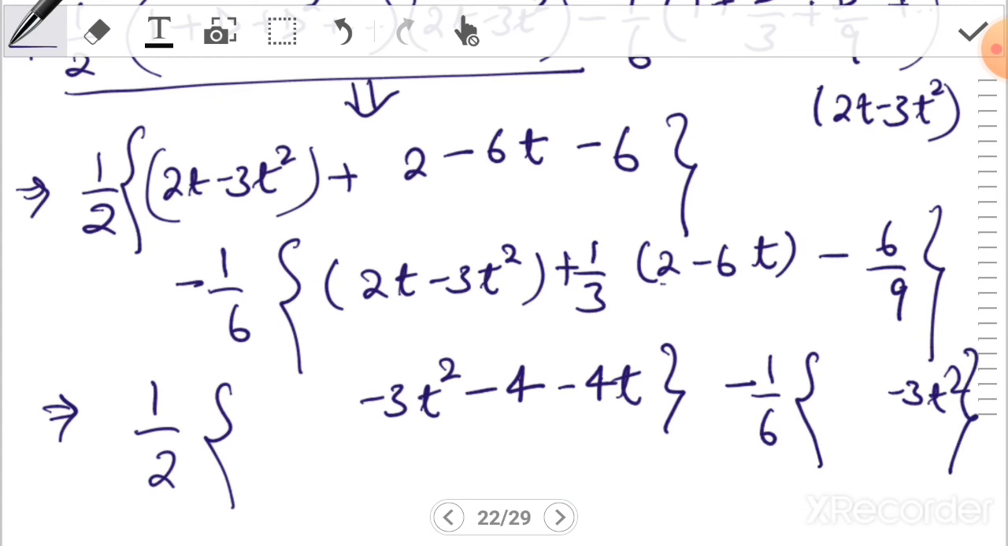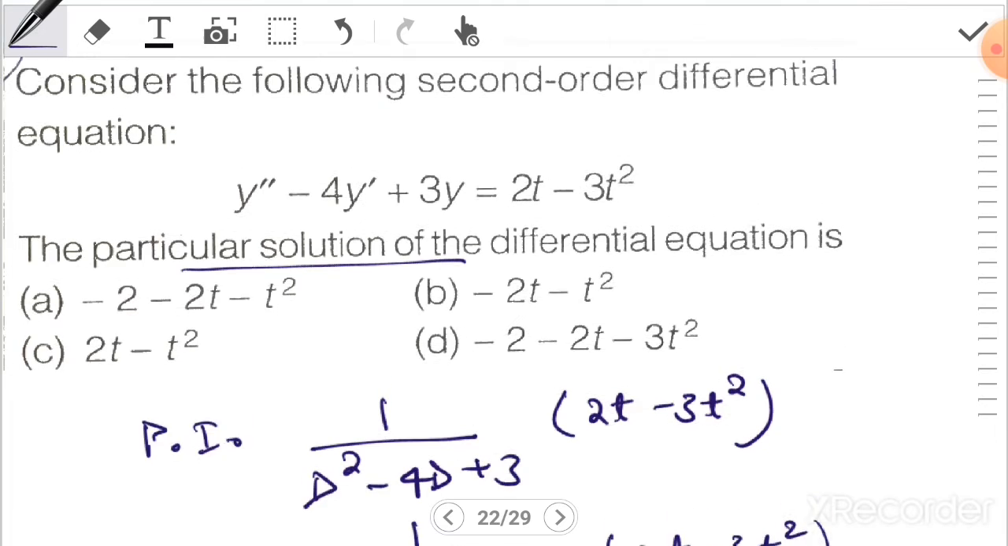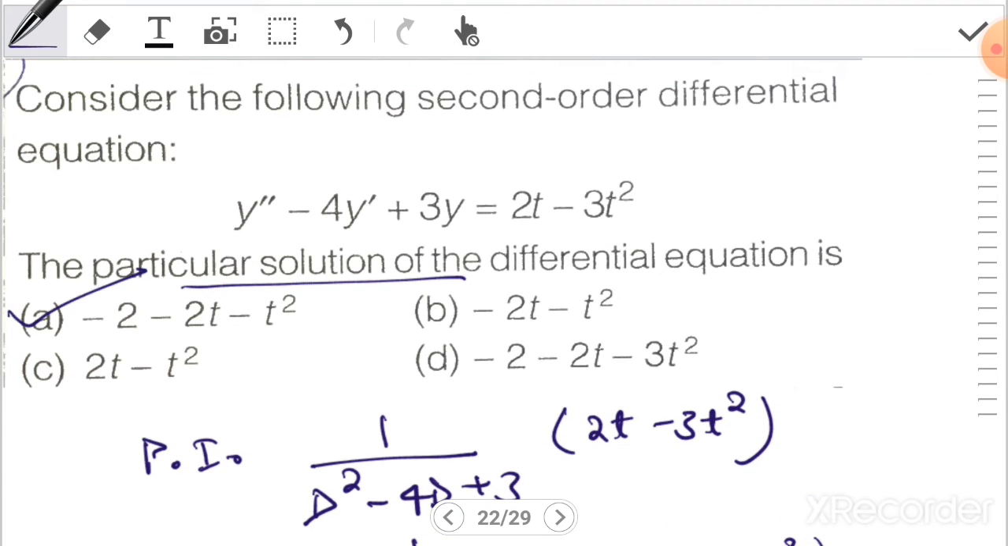Right? Then finally we have minus 3t square by 2 and minus 3t square by 6, so which is minus t square, and minus 2 is minus 2 only, and minus 2t is minus 2t. So this is the final answer: minus t square, minus 2 and minus 2t. Right?